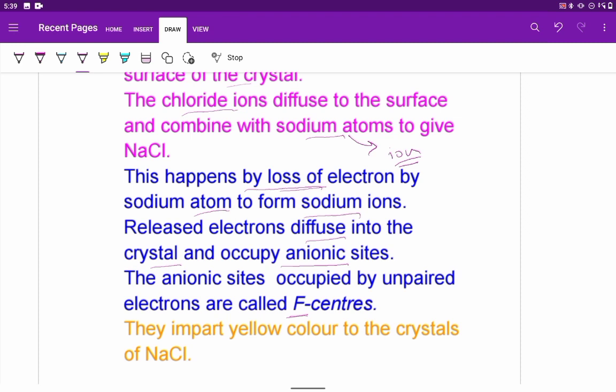These will impart yellow color to the crystals of NaCl. When an F center is formed, it will impart yellow color to the crystals of NaCl. Similarly, excess of lithium will make LiCl crystals pink. Excess of potassium will make KCl crystals violet.